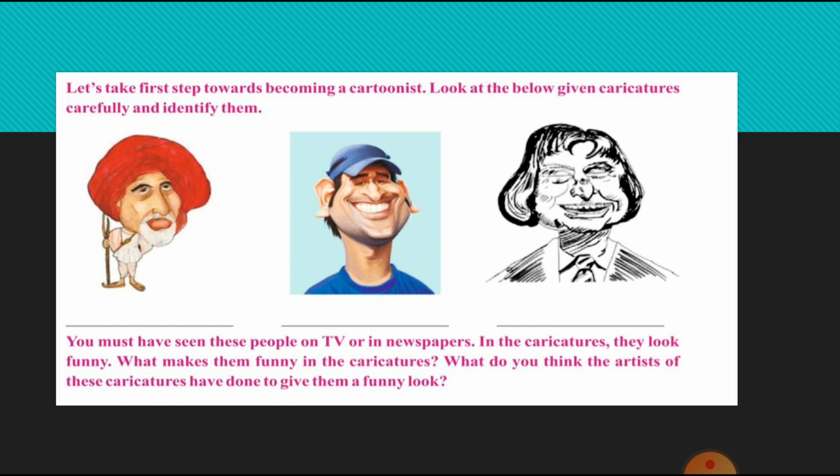For example, in the first caricature, Amitabh Bachchan can be well identified by his French cut beard, which is highlighted, so we can identify him soon. In the second, Dhoni's outside teeth, nose and ears are highlighted, so we can identify him clearly. And in the third, we can see Dr. APJ Abdul Kalam's identical hairstyle highlighted, so that we can identify that picture too. Generally the artists make the highlighted features bigger and outstanding, while other parts of the body are very small and insignificant.